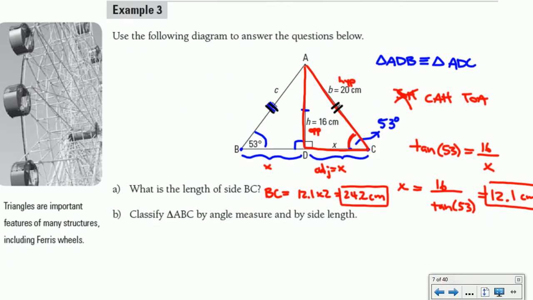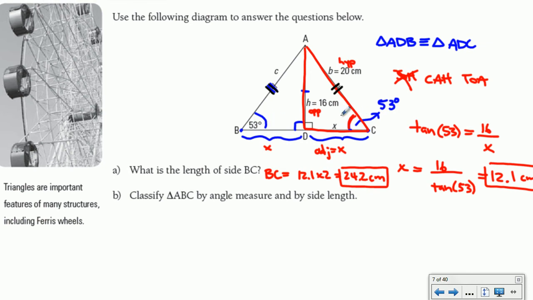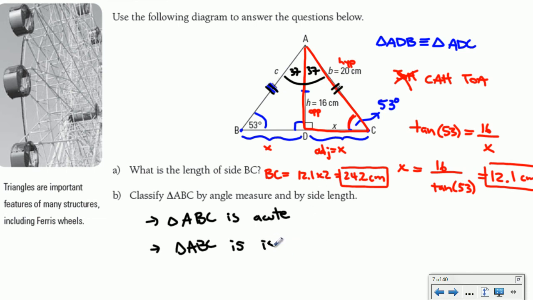So this was 53, this was 53. These ones both turned out to be 37, which if you add them together make 74, which is less. So triangle ABC is acute. That's based on angle measure. And triangle ABC is isosceles because two of the side lengths are the same. So isosceles.